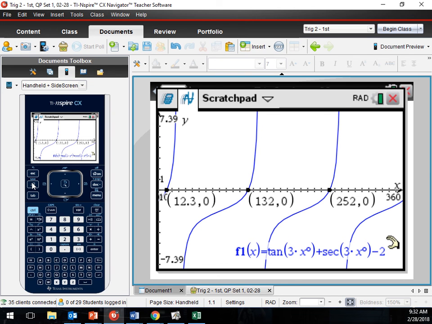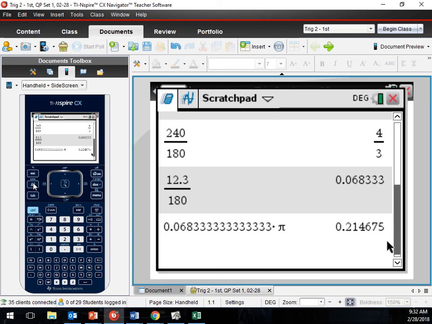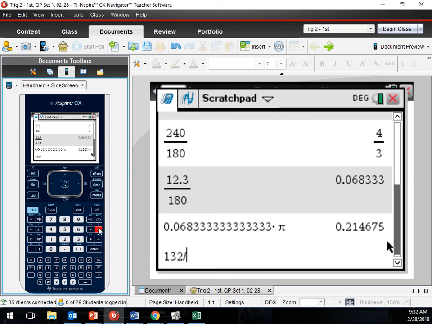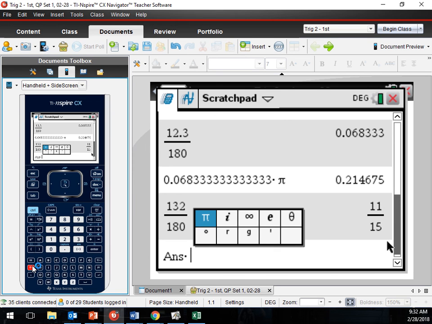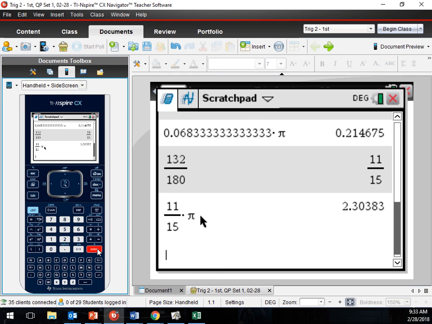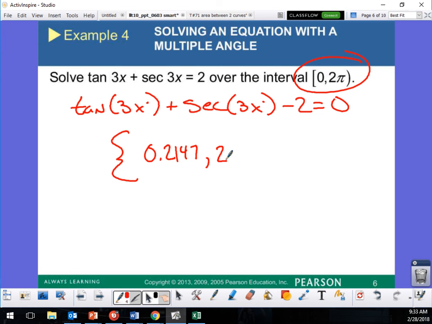Okay, 132. So we're going to do 132 now. 132 divided by 180 gives me that, right? Yeah. Okay, if I'm doing decimal approximations for all these, let's just do all the decimal approximations, because on your homework you're going to have to do that anyway. So times pi, and I hit enter. So my answer is going to be 2.3038. Okay, got it now.